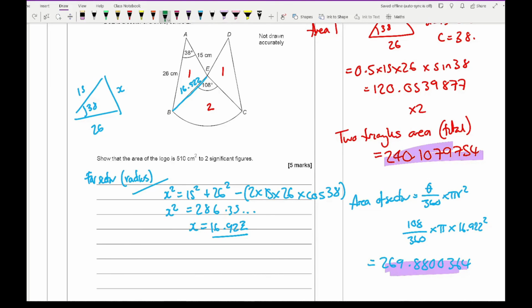To get the total area, all you need to do is add this number to this number, which then gives the total area. The first area is 240.1 to two significant figures. So again, 240. Let's just round these measurements. I get 240 plus 270, which equals 510. That's what I want to prove.